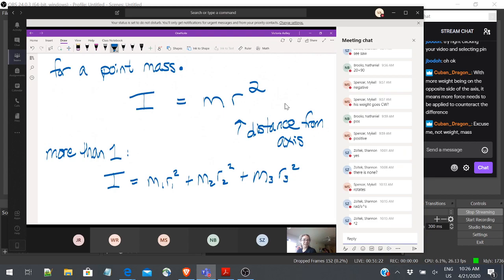With more weight being on opposite side of the axis, more force to counteract the difference. Yeah, kind of think of it that way.